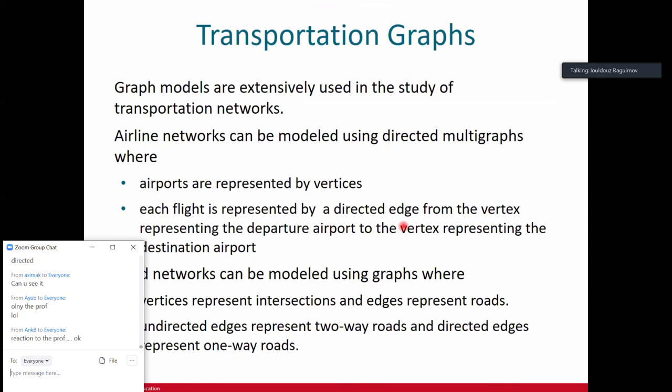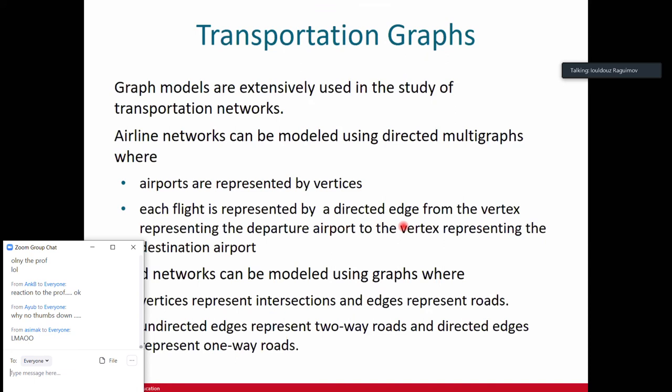I already mentioned briefly what transportation graphs are. Airports are represented by vertices. Each flight is represented by a directed edge from the vertex representing the departure airport to the destination. So it represents a directed graph.